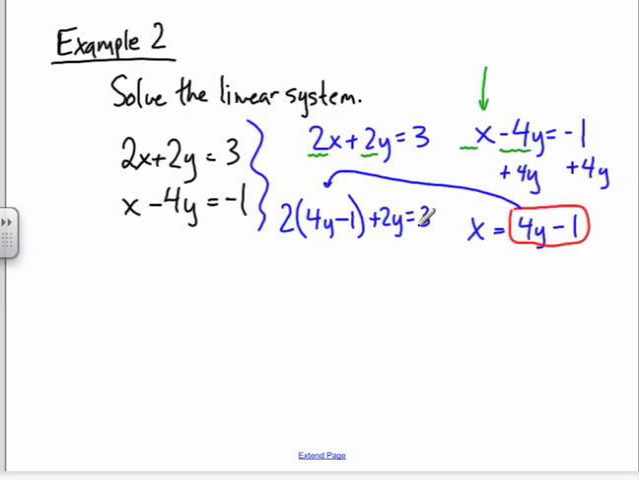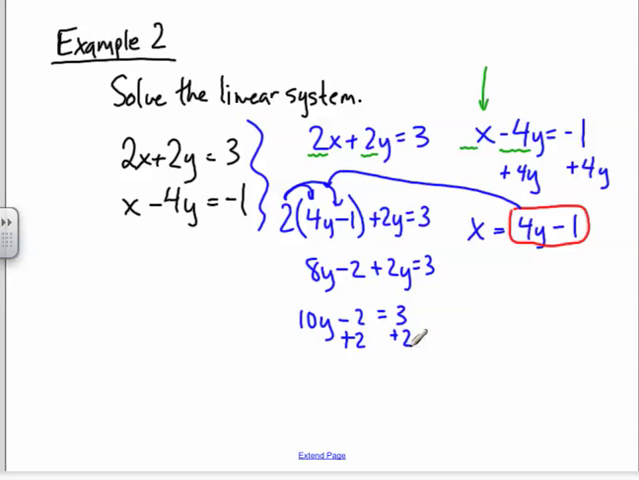Okay, now it's 2 times that, so 2 times 4y gives me 8y. 2 times negative 1 gives me negative 2, plus 2y equals 3. Let's simplify. 8y and 2y is 10y minus 2 equals 3. Then I'm going to add 2 to both sides. Look at that. And I'm going to get 10y is equal to 5. And I'm going to divide by 10. And so y equals 1/2.